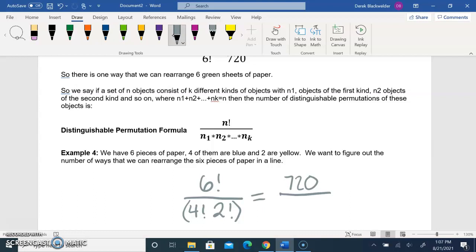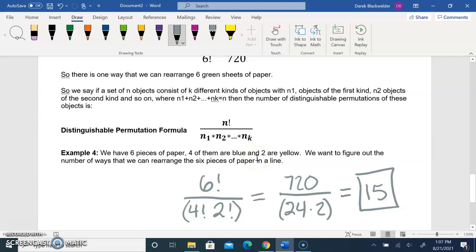4 factorial is 4 times 3 times 2 times 1, so that would be 24. And 2 factorial is just 2 times 1, so it would be 24 times 2. So what happens is we get 720 divided by 48, and you get 15. So there would be 15 ways to rearrange 4 blue pieces of paper and 2 yellow pieces of paper in order.